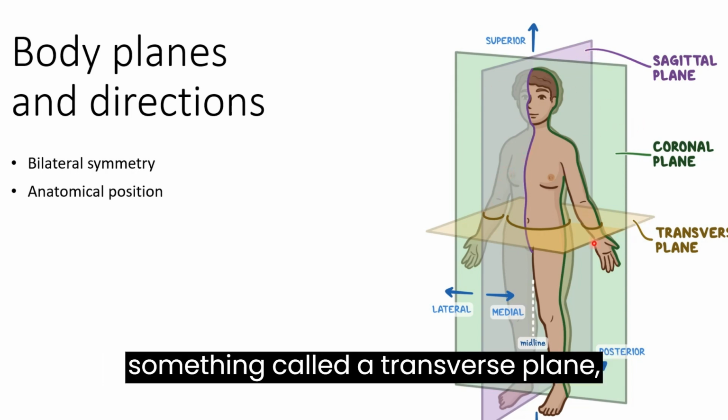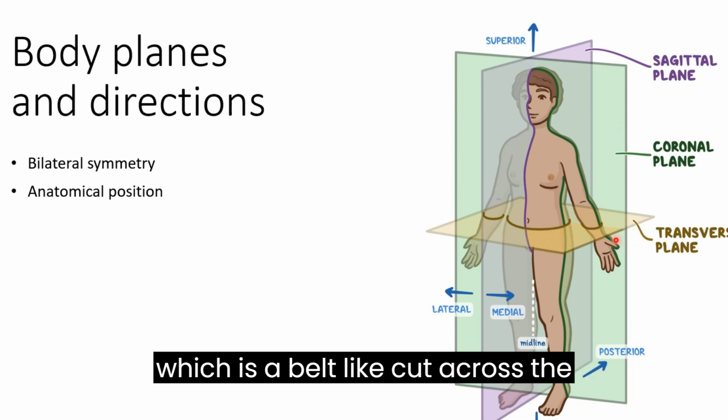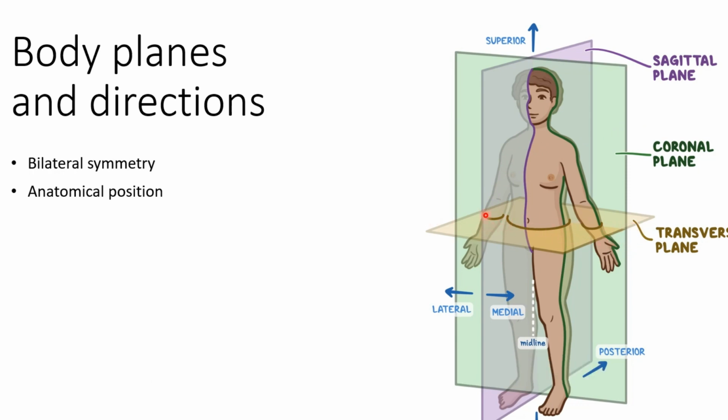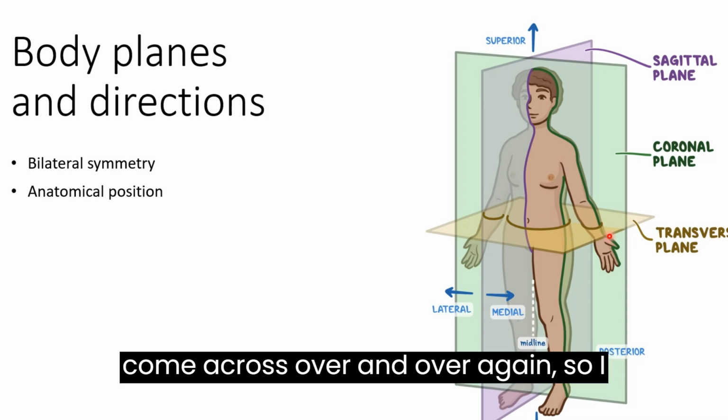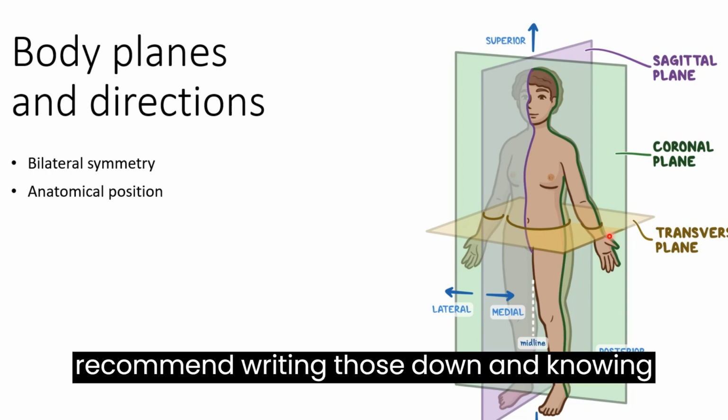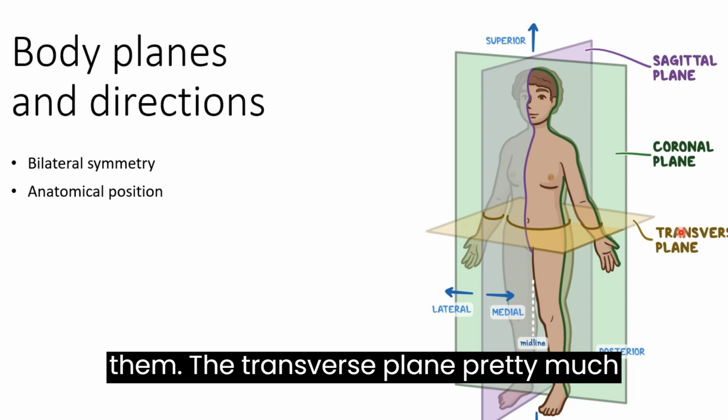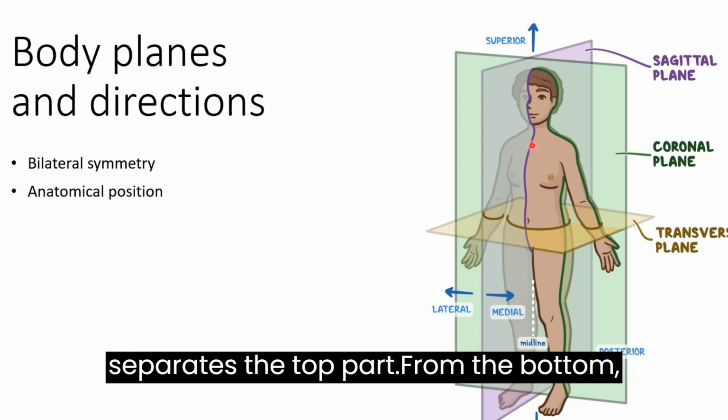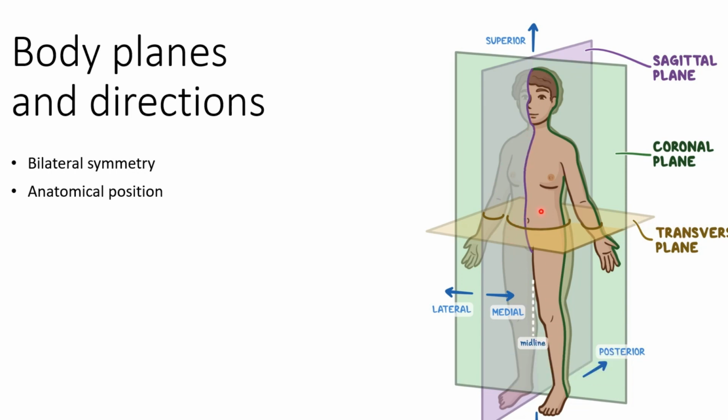And we also have something called a transverse plane, which is a belt-like cut across the body. These words are actually going to come across over and over again, so I recommend writing those down and knowing them. The transverse plane pretty much separates the top part from the bottom. And so you have superior and inferior.